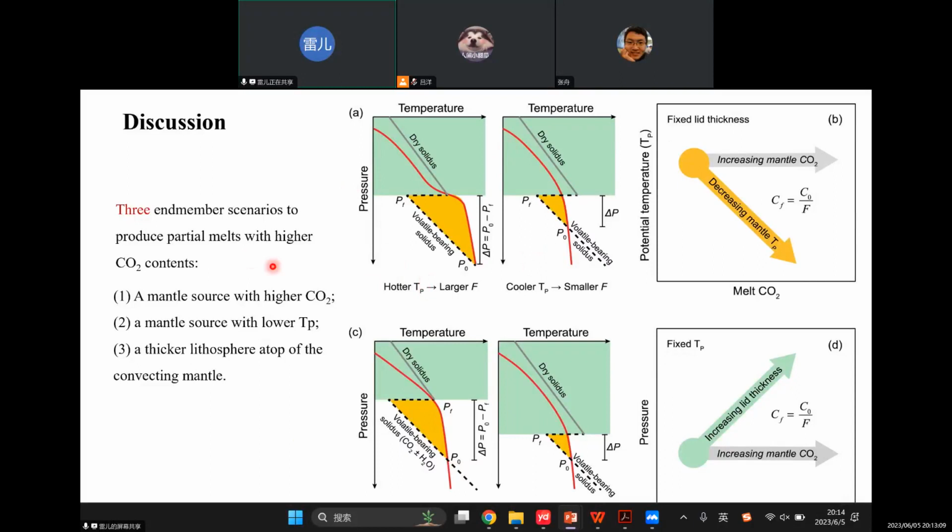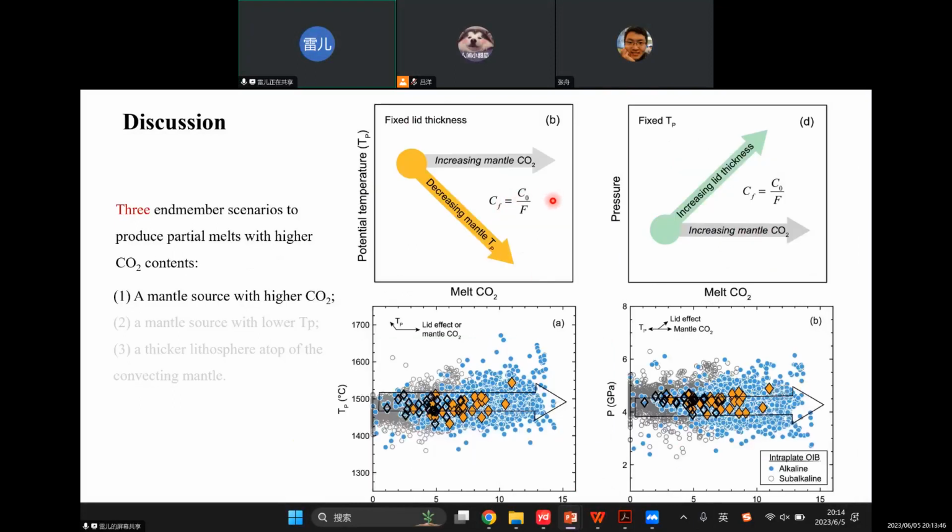Then, according to the result, they gave some discussion. First, they propose 3 scenarios to produce partial melt with higher carbon dioxide contents. We look at the right figure. There are 3 scenarios. The first is the green arrow, the increasing mantle carbon dioxide. The second is a mantle source with lower potential temperature. The last one is the increasing lid thickness. Then they combine those scenarios with the actual result. The bottom 2 figures are the interplate settings result.